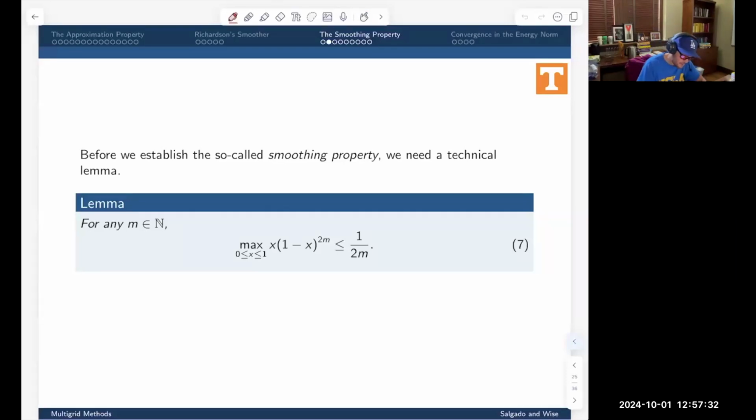Last time, I think we ended with this little lemma or around there. I made a claim about this function f of x equals x times (1 minus x) to the 2m power. And I said this function in the interval 0 to 1 is a convex function. That's not true. So I want to clarify that.